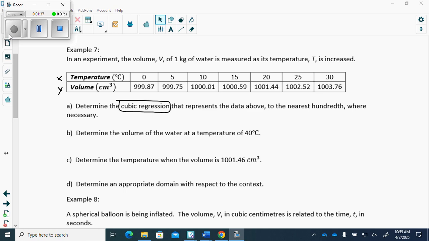0.99999, that's almost 1, right? So that's pretty darn close, pretty good. If you get one that's like 0.92, it's kind of crappy, and you'd be like, oh, I'm going to try the other one. You can't. If it says cubic regression, you don't get a choice. You have to do what they tell you. Bless you. So get it into your y equals and change your window to suit the data.